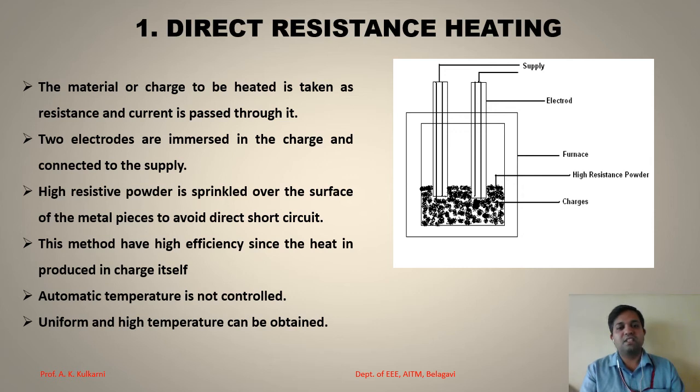The first method of resistance heating is direct resistance heating. Let us consider a furnace like this. The material or charge to be heated is taken as a resistance. So let us consider some metal pieces which are resistive in nature. We are going to take those metal pieces and place them inside this furnace. Two electrodes are immersed in the charge and connected to the supply.